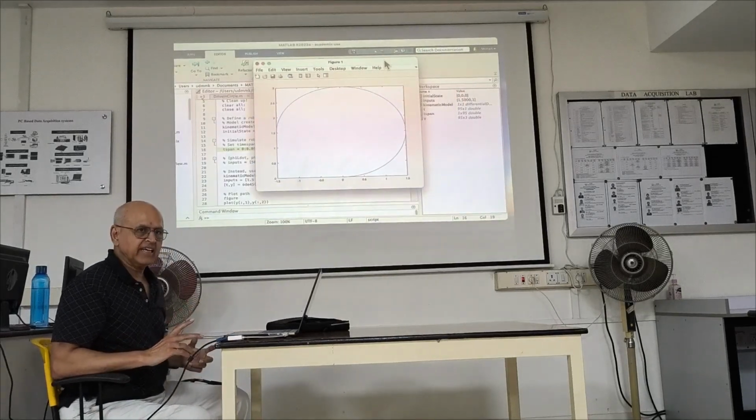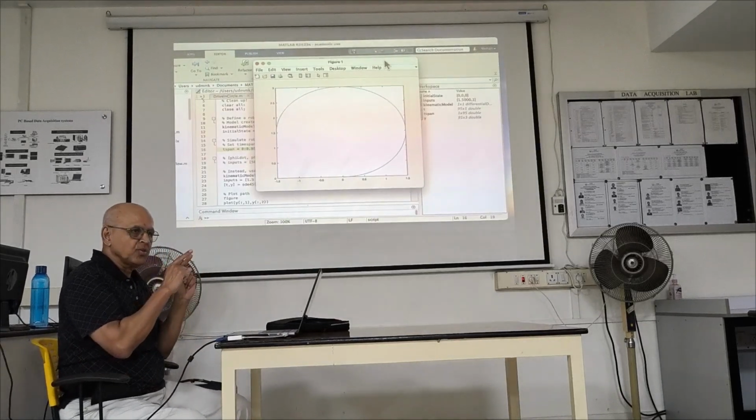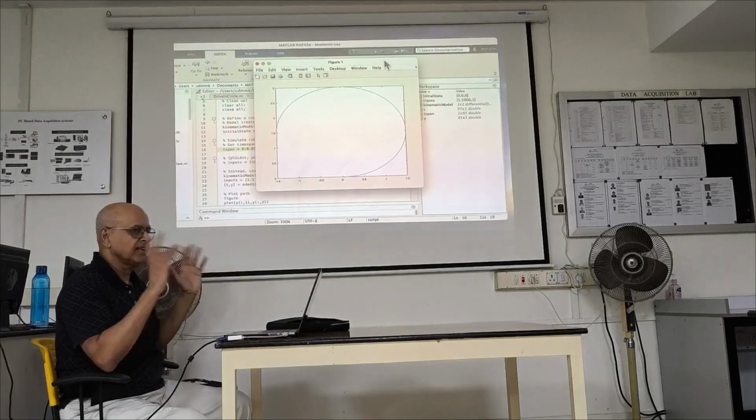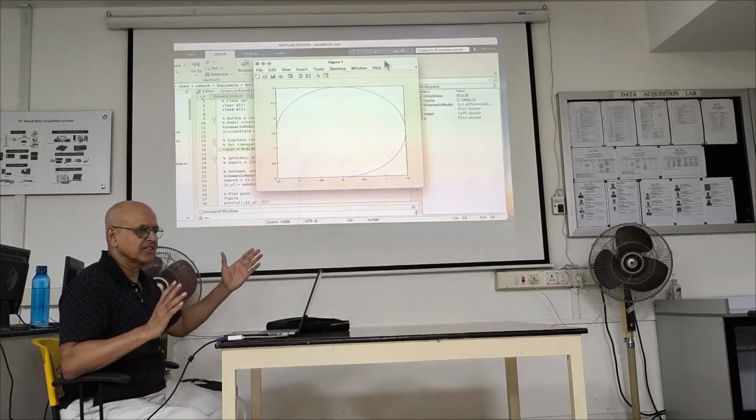Now you know why it looks like an egg? It's because you have to force MATLAB to use the same scaling factor this way and this way. Otherwise, it has some internal algorithm that it uses. So that's why it looks like an egg. It is a circle, believe me.